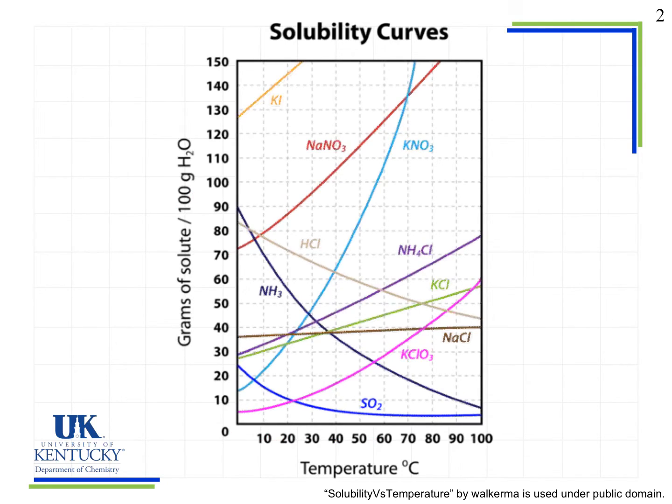So let's look at what happens when we go to, say, 20 degrees, still looking at our NaNO3, our sodium nitrate. At 20 degrees, the maximum solubility goes up to about 88 grams of NaNO3 per 100 grams of water.